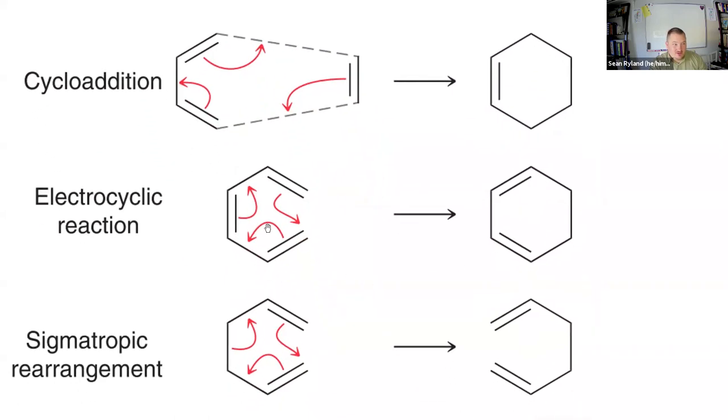Electrocyclic reactions are somewhat similar, except that everything starts as one molecule. This molecule would be known as a triene instead of a diene. If you had 1,3,5-hexatriene, that molecule will spontaneously rearrange itself to give up one of those pi bonds and turn that pair of electrons into an extra sigma bond. So we make a new cyclo group from the pieces that were already there. That's the difference between a cycloaddition and an electrocyclic reaction. In a cycloaddition, we're starting with two separate molecules and sticking them together, versus our electrocyclic reaction, we have the same number of carbons before and after on that molecule.